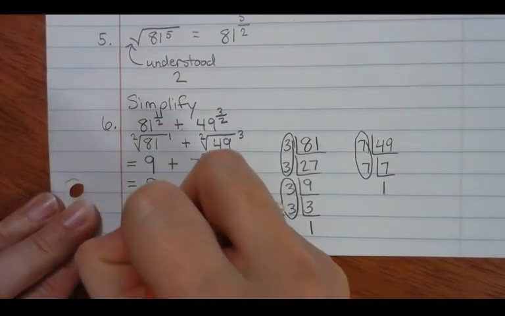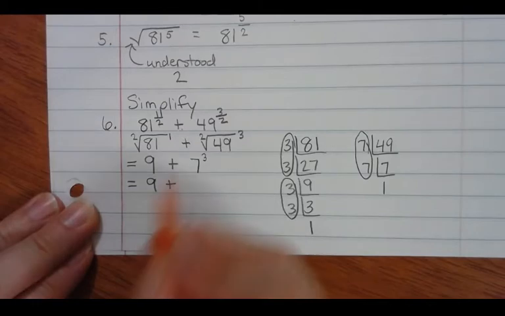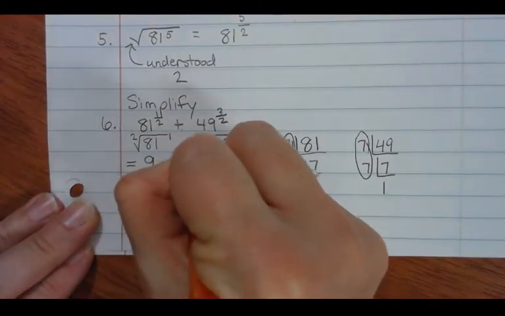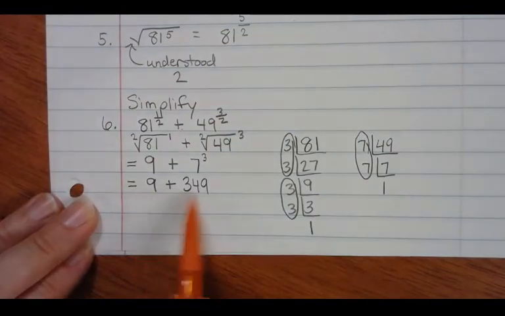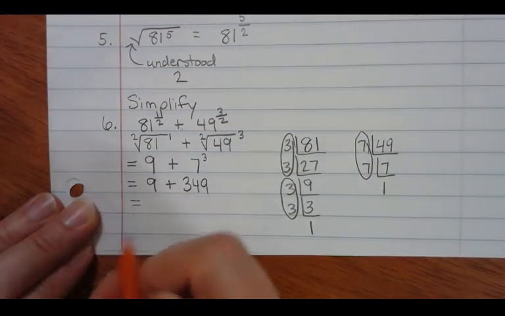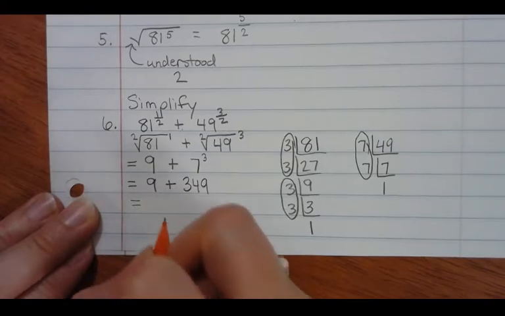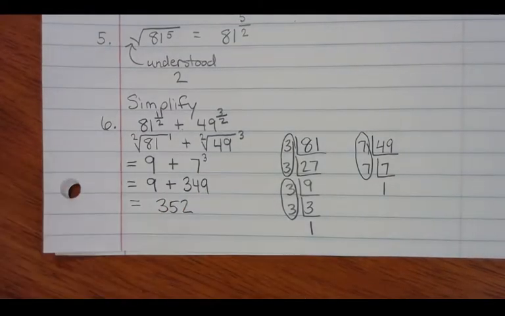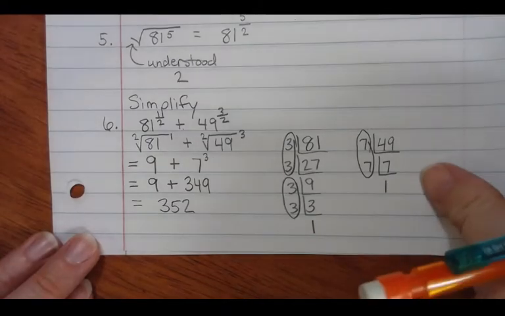We will do exponents before we add, following order of operations. 7 to the 3rd, we found that is 343, and then we'll add to finish up this work. 9 plus 343 gives us 352. So in this problem, it was helpful to change those fractional exponents to radicals so that we could simplify. Let's take a look at number 7.